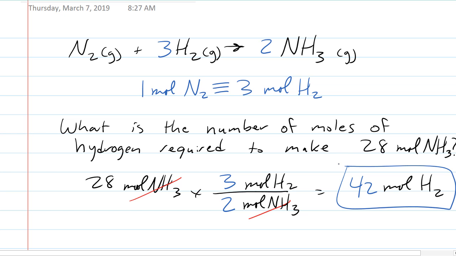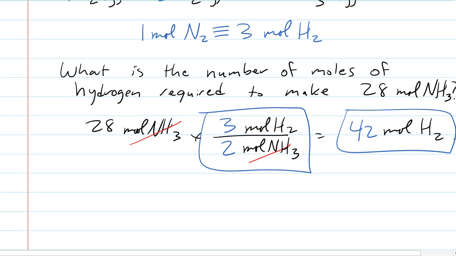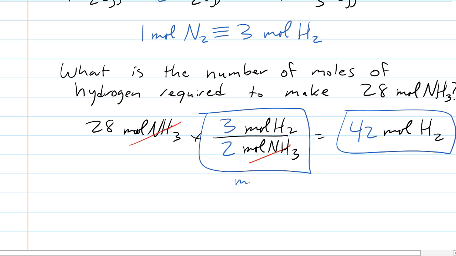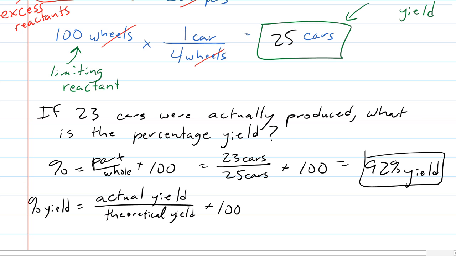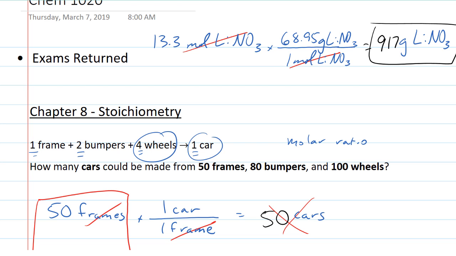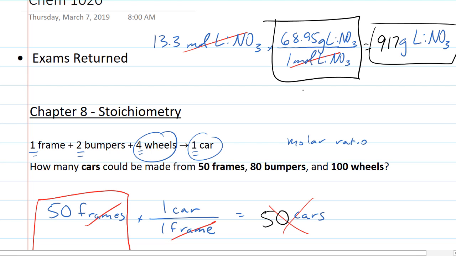Now, just as a quick heads up, what do we call this conversion right here? This again is called a molar ratio. And if we go back to where we started here today, what do we call this conversion right here? This here is a molar mass. So the molar mass is the number of grams contained in 1 mole. The molar ratio comes from the coefficients in the balanced chemical equation.